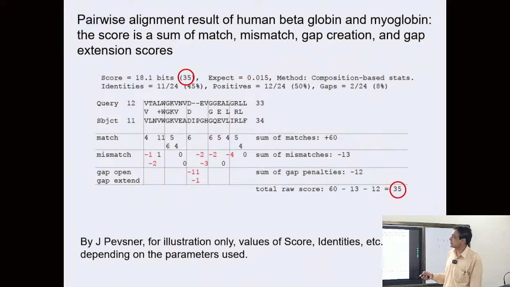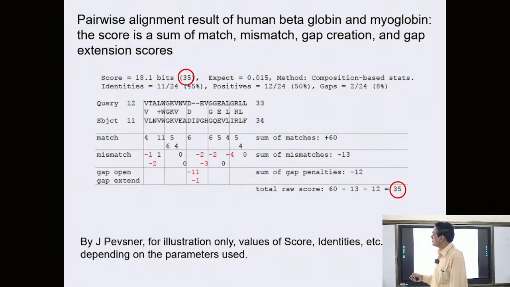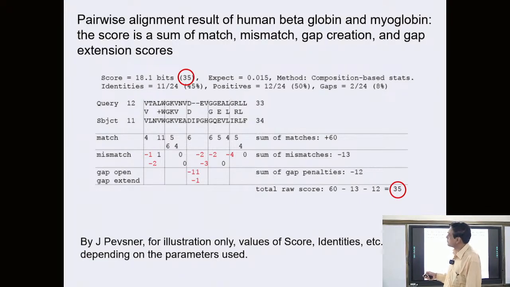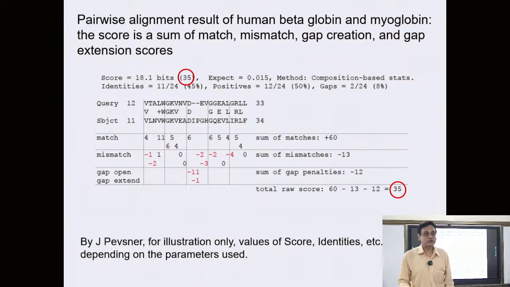You can see some values that may surprise you. For example, L is aligned to B here and gets a score of 1. You would imagine that if there are mismatches, then that should get a negative score. But here we are seeing that there is a positive score for L aligned to B. Can you think of a reason why this should have a positive score?